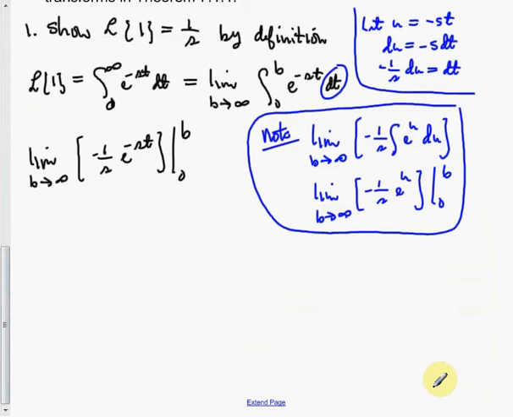Okay. And so we plug that information in. This is the limit as b goes to infinity. The t is the term that's being transferred here. So this is negative 1 over s. Again, s is a fixed number. This is e to the negative sb. And then we evaluate at 0. So this becomes negative, this negative is plus 1 over s times e to the 0.